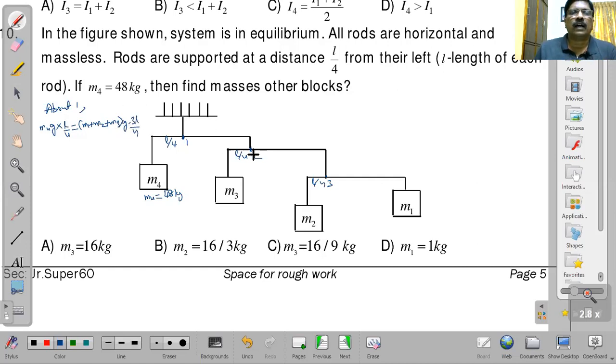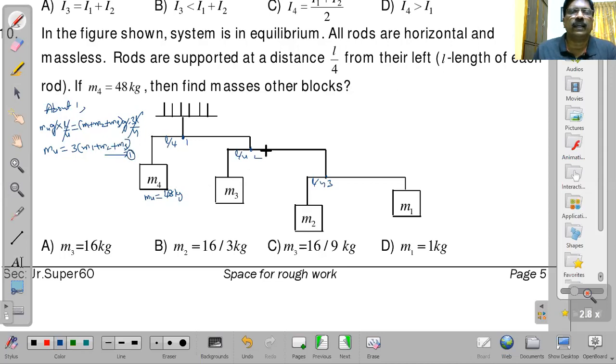Okay. So torque due to this weight and torque due to the total weight in this direction, about this point, are equal in magnitude but opposite in direction. That's why net torque is 0 as it is under equilibrium. Okay. So from this, L by 4 we can cancel, g we can cancel. Then remaining is M4 is equal to 3 into M1 plus M2 plus M3. This is equation 1.